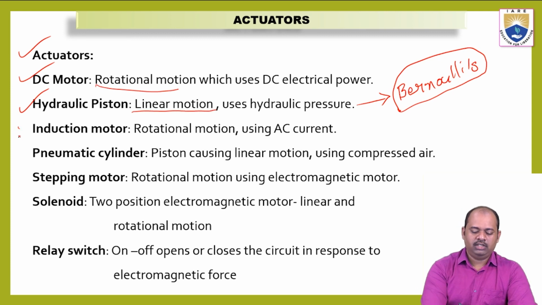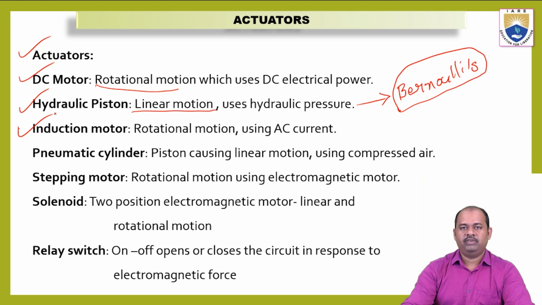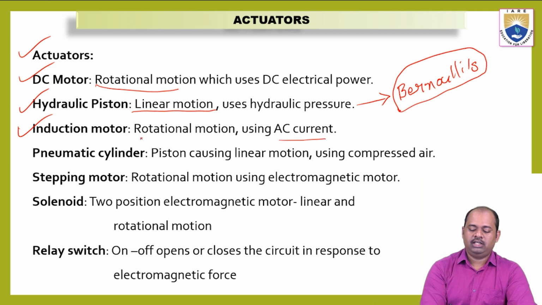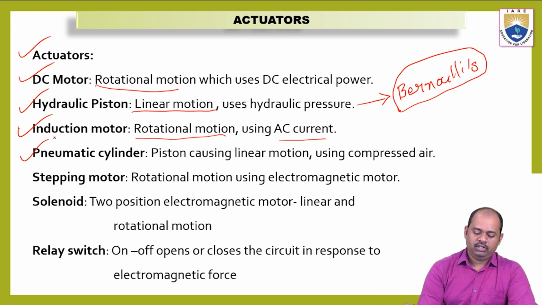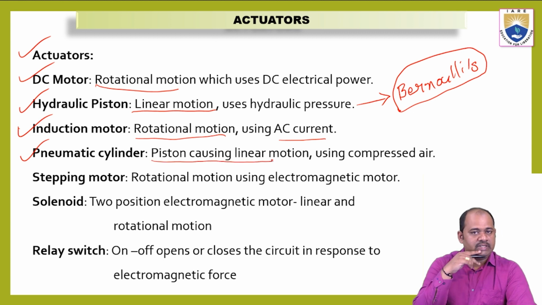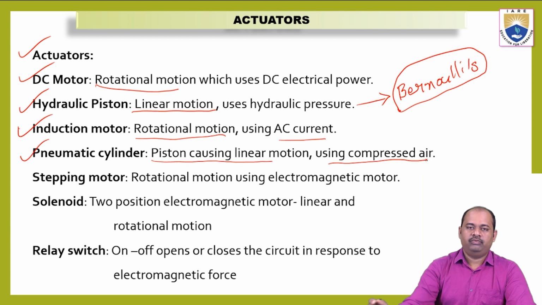And then the third one is the induction motor. The induction motor uses an alternating current, and it can create rotational motion. Okay, and then the pneumatic cylinder. The pneumatic cylinder also works on the principle of Bernoulli's theorem, where it will use a piston cylinder which can cause linear motion. Here compressed air will be used for creating the motion.